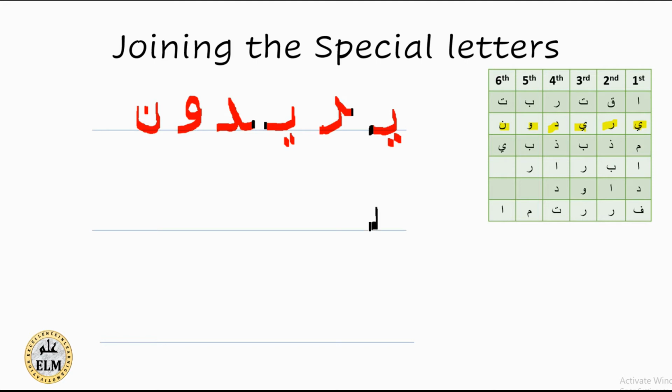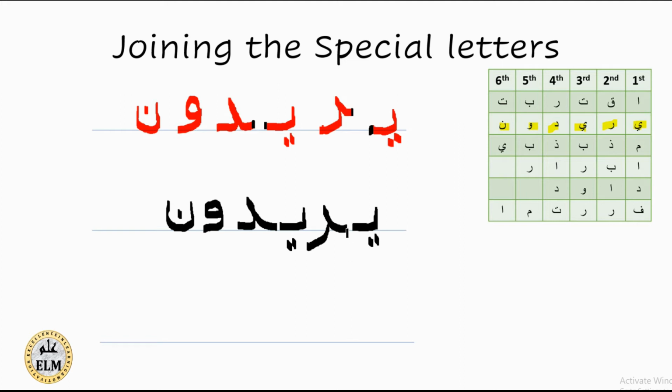So this is ya, then we need to bring the ra down to bring the joining point here. This is ra, then ya again, and then the joining point of dal on the right side here, bring it up. This is dal. Then the waw hasn't got any joining point, you just need to write it on the line, then noon on the line, and the ya has two dots here. We have the word.